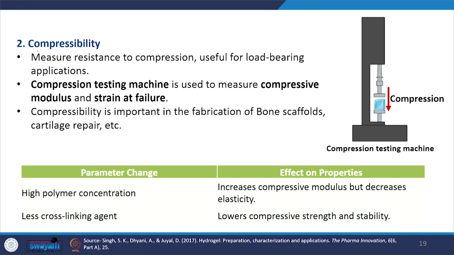The next one is compressibility. We can use a compression testing machine to measure the resistance to compression, which will be useful for load bearing applications. For example, if you are fabricating scaffolds for bone or cartilage repair, this compressibility is one of the important parameters. If you use a high polymer concentration, it increases the compressive modulus, but it decreases the elasticity. And if you use less cross-linking agent, it will lower the compressive strength and stability.